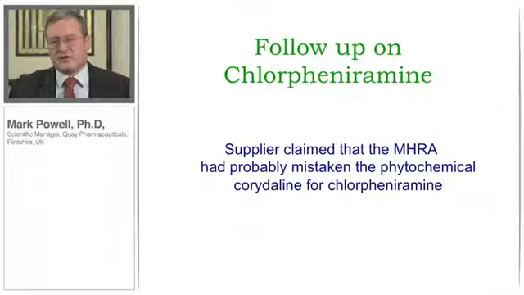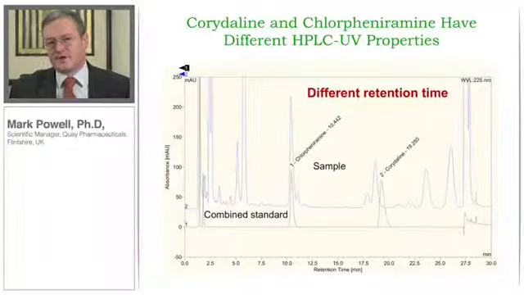When our client followed this up with the supplier in Malaysia, they were told not to worry, that the regulator had probably mistaken chlorhydrine for chlorpheniramine in the drug product. Now, chlorhydrine is a phytochemical that's present in some herbal medicines. So we checked this out by running a combined standard of chlorpheniramine and chlorhydrine, which you can see in the bottom chromatogram of this slide.